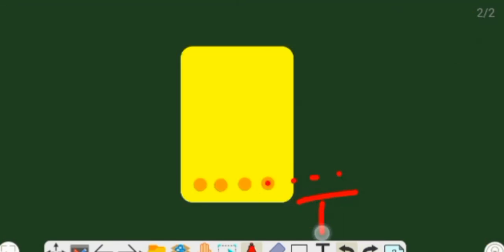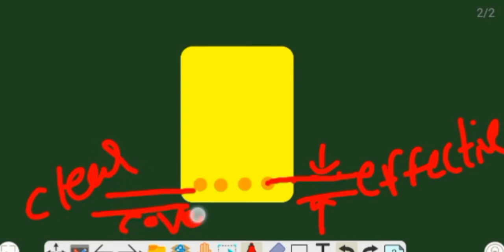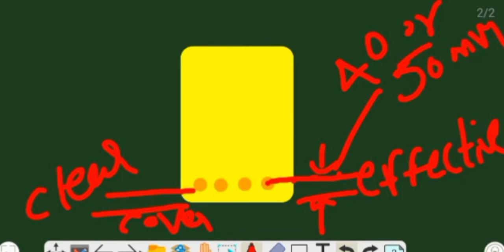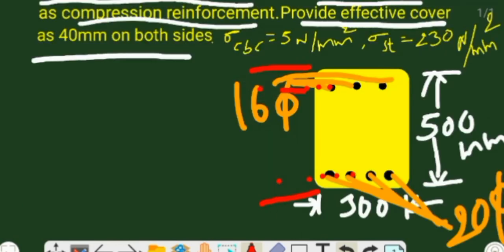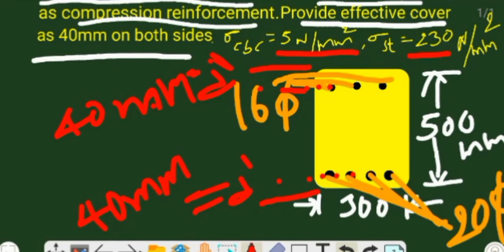What is effective cover? Effective cover is the distance between the center of the reinforcement to the edge of the beam, and clear cover is the distance between the outer edge of the reinforcement to the edge of the beam. In general, effective cover provided is 40 mm or 50 mm and clear cover provided is 25 mm. In this example, provide effective cover as 40 mm on both sides. So d dash equals 40 mm on both sides, and sigma CBC equals 5 Newton per mm square and sigma ST equals 230 Newton per mm square.